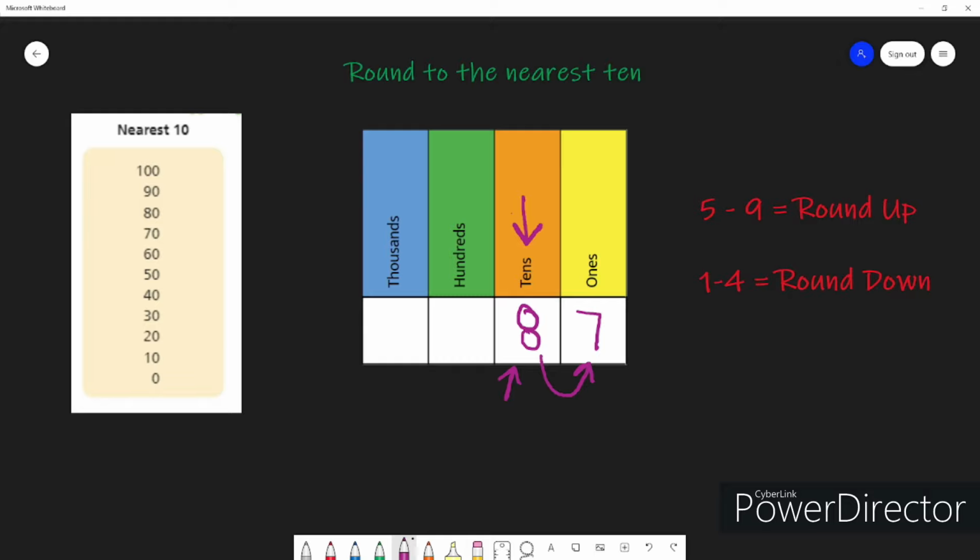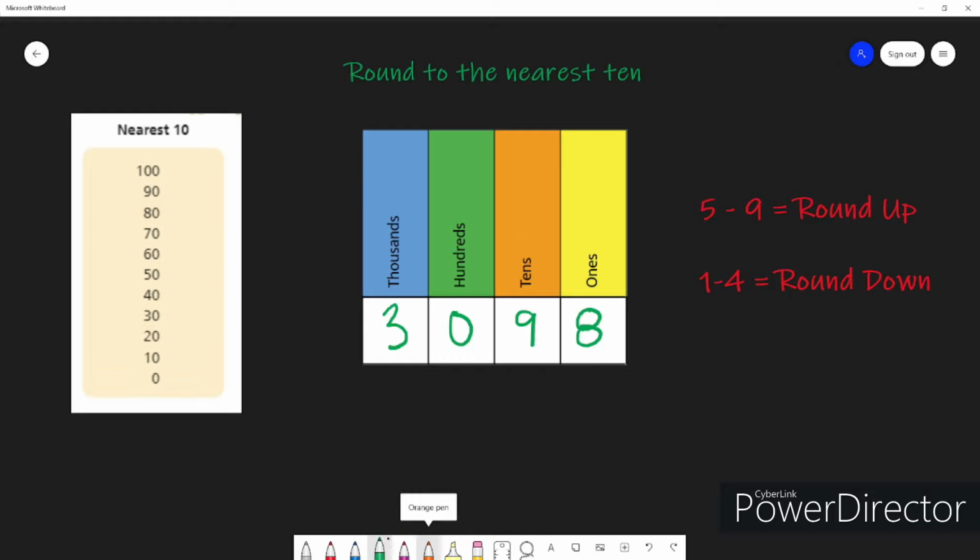And the 7 tells the 8 whether it's going to go up to 90, or is it going to go back down to 80. So the 7 looks over to the right side of the screen and sees that I am between the numbers 5 and 9. Therefore, I need to send you up to the sky and round you up. Since he rounds them up, the 8 will now turn into a 9, and we go into the 90s. And now we have our last story of the final chapter of this lesson, and that's coming up now.